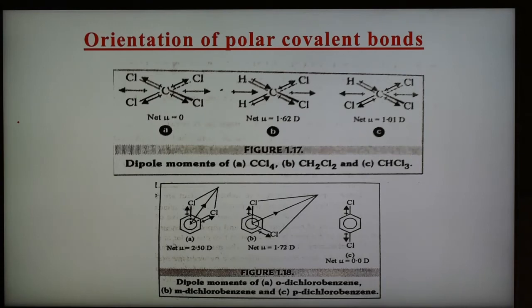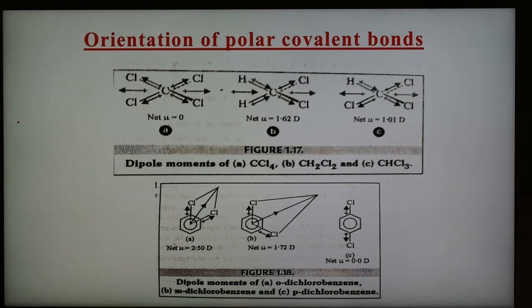While in case of CH2Cl2, that is methylene dichloride, the resultant of the 2 C-H dipoles reinforces the resultant of the C-Cl dipoles, and hence the molecule has a net dipole moment of 1.62 D. In case of chloroform CHCl3, the resultant of the small C-H dipole and one large C-Cl dipole opposes the resultant of the remaining 2 C-Cl dipoles, and because of this the dipole moment of chloroform is lower, that is 1.01 D, than methylene chloride having 1.62 D. So this is one example shown, and their moments are also shown.